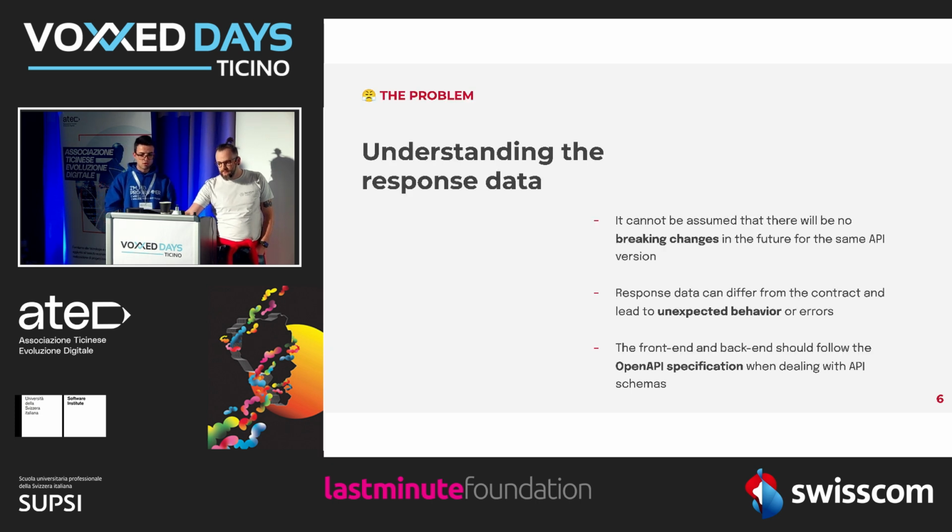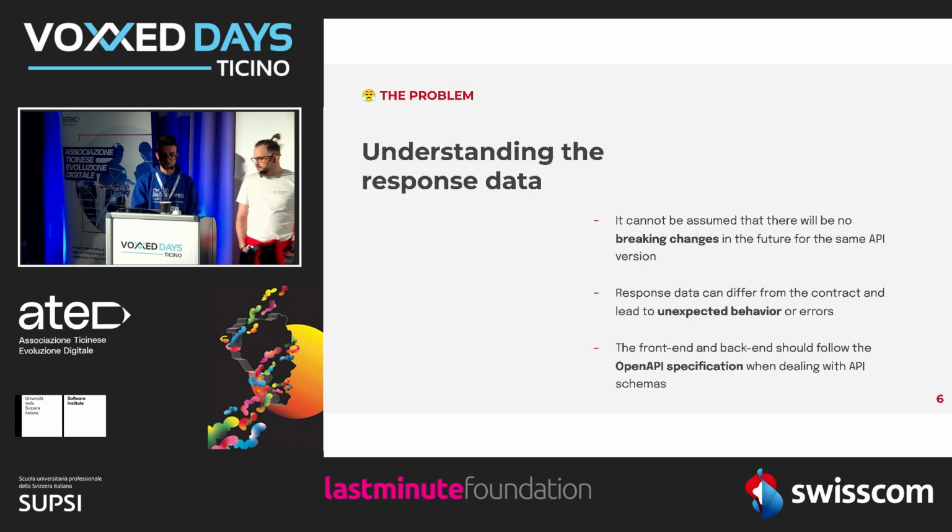First of all, we should understand the data contained in the response. The problem here is that REST APIs don't follow a strict protocol, like SOAP, for example. So breaking changes could still happen in the future, and the response could still differ from the contract we expect. We want to handle these unexpected behaviors of the API. To improve this, both frontend and backend should implement and follow the OpenAPI specification to keep the schemas in sync between the client and the server.